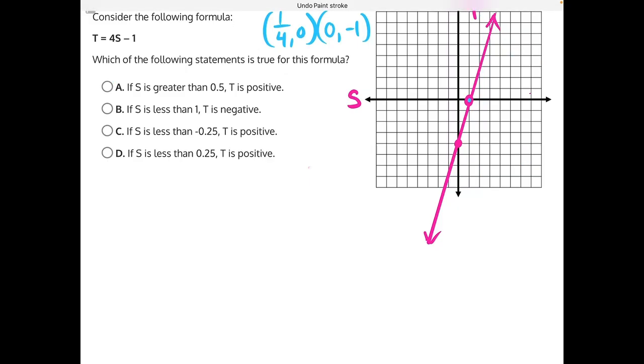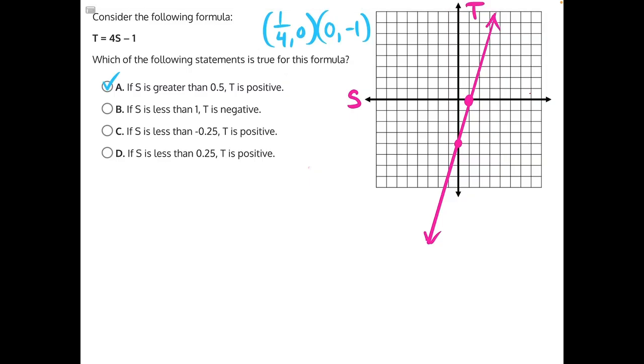At that point, you can mark A and move on with the rest of the test, but for the sake of the video, I'll show you why B, C, and D are incorrect. For answer choice B, if s is less than 1, so if this is 1/4, 1/2, 3/4, here's 1. Less than is everything to the left, t is negative. This is only partially true. All of these values here are above the x-axis, making them all positive. Once we cross the x-axis, then all of these values become negative. So this answer is half true, but we need complete truth to have it be a correct answer.